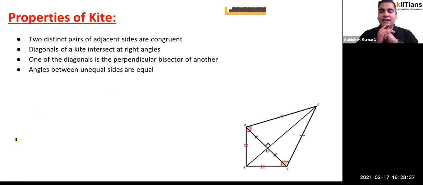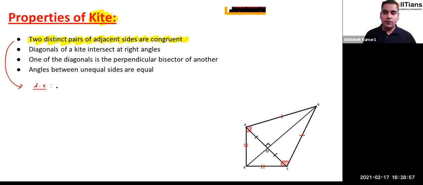So what are the properties of a kite? The first property is two distinct pairs of adjacent sides are congruent. That means they are of the same length. If you observe this figure which is given to you, then two distinct pairs of adjacent sides are equal. Here in this figure, you have AB is equal to BC. And apart from that, you have AD is equal to DC. That's the meaning of the first property.